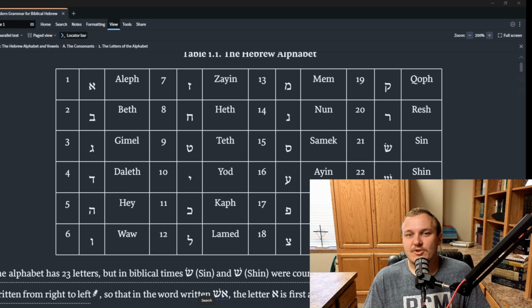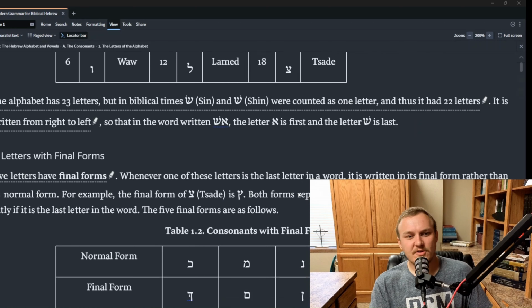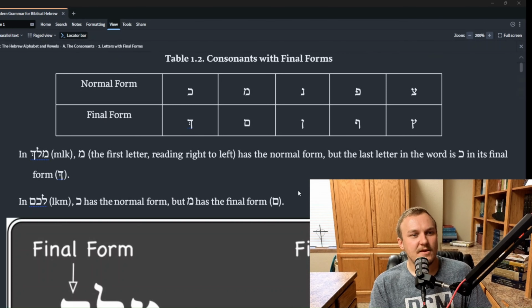But that's my strategy for vocab and for the alphabet: very repetitious and in small chunks. The next part of the alphabet, which you may not know, is that the Hebrew alphabet has final forms. Here we have the kaf, but if the kaf is at the end of a word, it looks like this right here. So it looks very, very different.